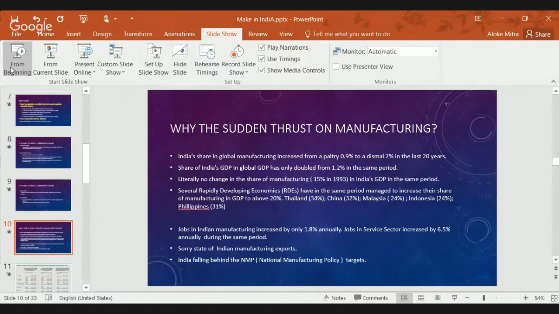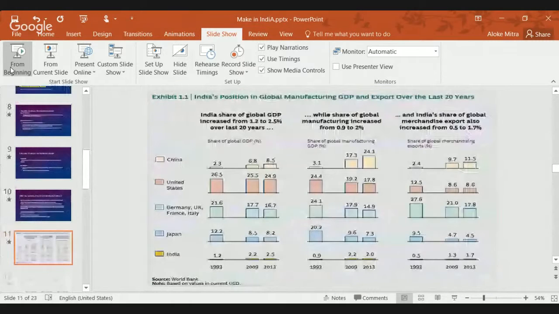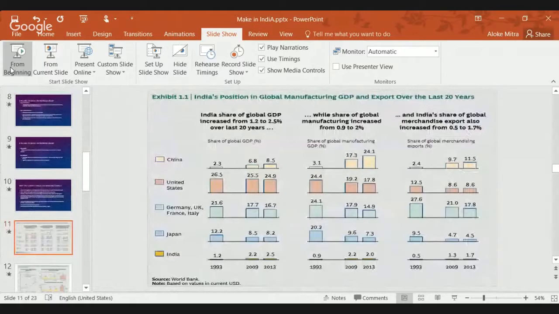Indian manufacturing exports has also not done too well, and India has therefore been falling behind the national manufacturing policy targets. Let's look at some pictures. As you can see, India's share of global GDP has increased from 1.2 to 2.5% over the last 20 years. If you compare it with China, it has grown from 2.3 to 8.5% in the same period.